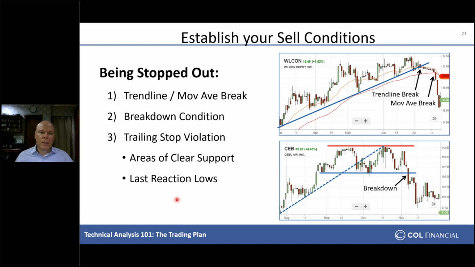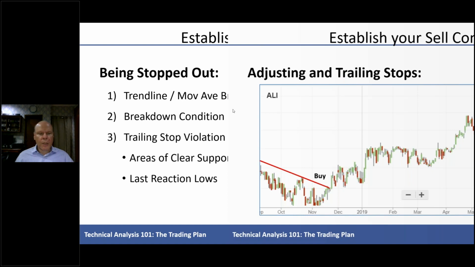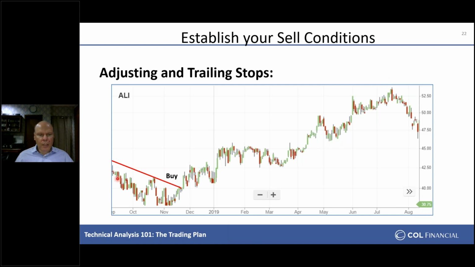Now let's talk about this third type of stop out condition called a trailing stop violation. We will use this by understanding how to mark out areas of clear support and what I call looking for last reaction lows. So let's have a look at it here. We have a situation where Ayala Land is climbing up, as you see. Now we do have a reactive trend. Prices break out of that, where a potential buy comes in, and then a downtrend, recovery, retest of the low, area pattern being built, and the breakout came in here, so you look to buy.